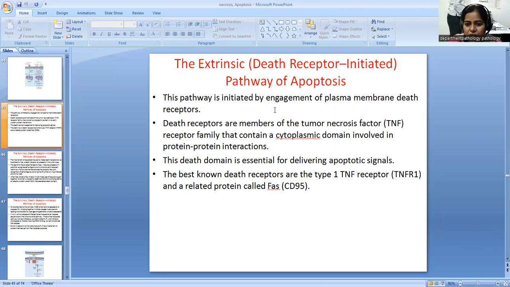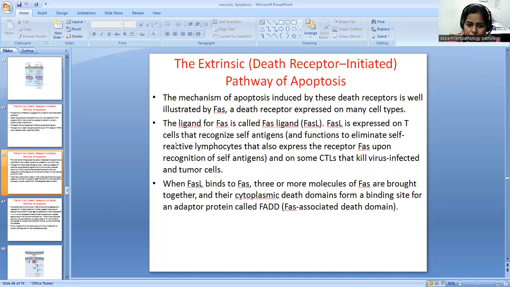The extrinsic death receptor initiating pathway of apoptosis. This pathway is initiated by engagement of plasma membrane death receptors. Death receptors are members of the tumor necrosis factor receptor family that contain a cytoplasmic domain involved in protein-to-protein interactions. This death domain is essential for delivering apoptotic signals. The best known death receptors are the type 1 TNF receptor, TNFR1, and a related protein called FAS, CD95.